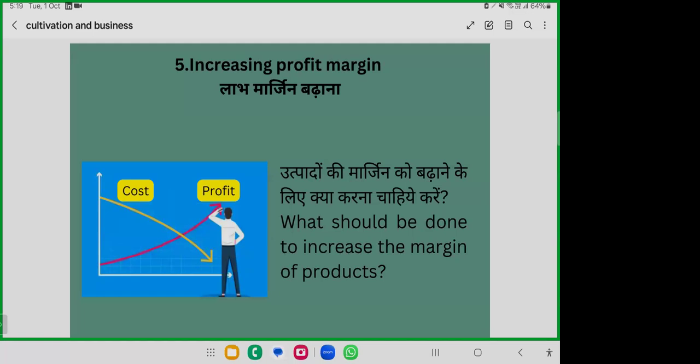But apart from this, if they want to process it, and if they will follow all the FSSAI parameters, and they will supply to big national or international companies, or if they want to export, then they will get a good profit margin. So it depends, but in all these things, R&D is a must.